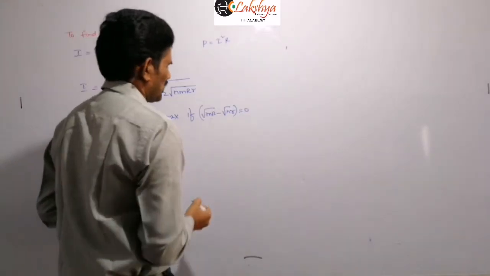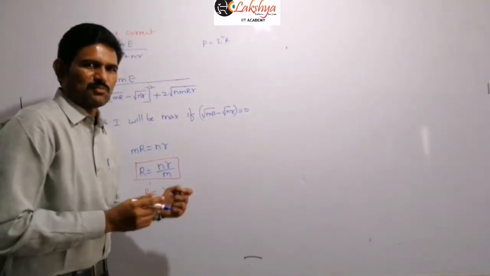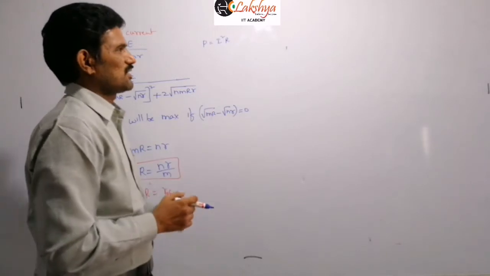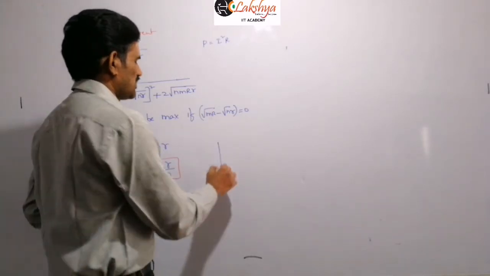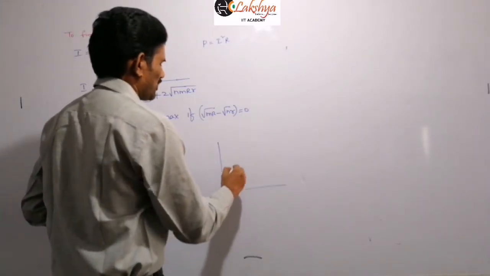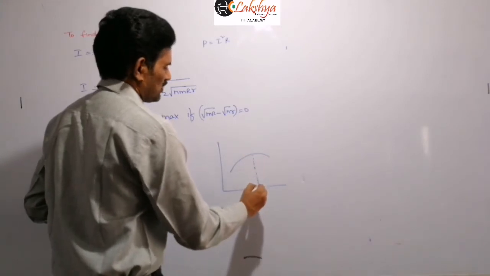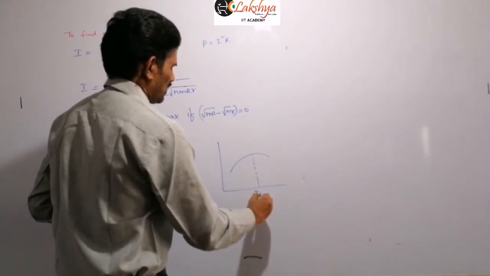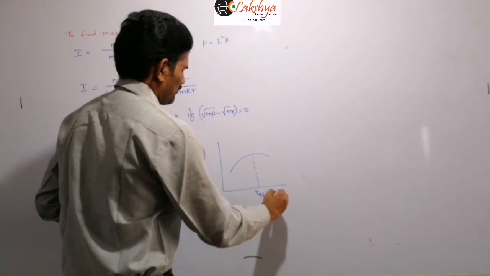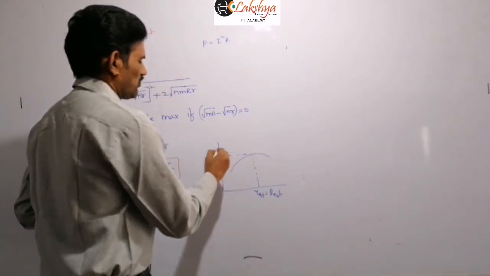That means, in power, I will explain all about the graphs when we are discussing the heating effects. Here we say this power or current will become maximum when this external resistance is equal to internal resistance. When R effective is equal to R external, then this current or power will be maximum.